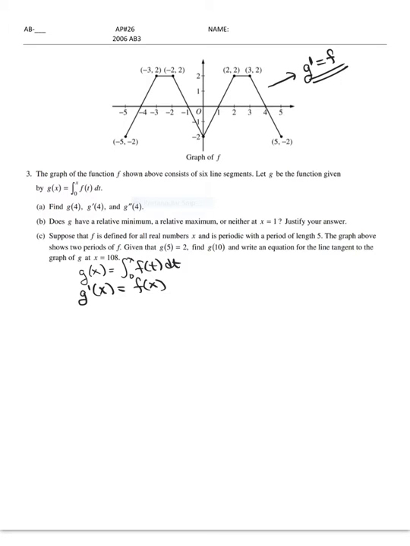It's a great way to test what we could tell about the graph of g looking at the graph of its derivative. So let's begin. Part A says find g of 4. So when we substitute, we have the definite integral from 0 to 4 of f of t dt. And we have to find the total net area under the graph of f from 0 to 4.